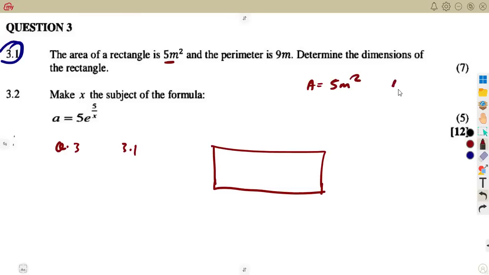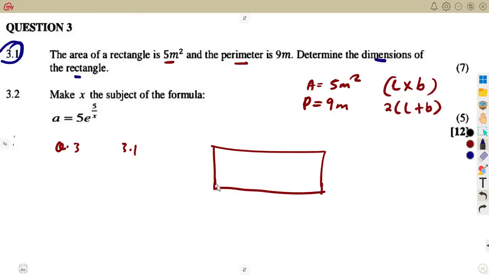Remember, area was taken from length times what? Length times width, or length times breadth. Its perimeter is equal to 9 meters. Remember, perimeter was taken as 2 into length plus breadth, or length plus width, depending on whatever you're using. So they are saying determine the dimensions of the rectangle.